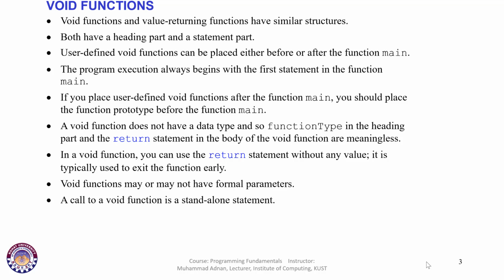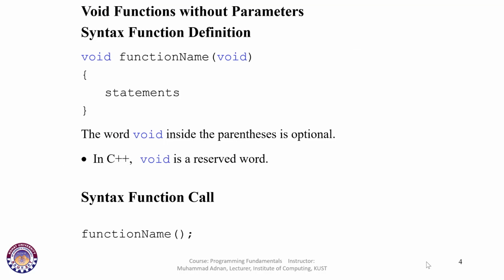In a void function, you can use the return statement without any value. It is typically used to exit the function early. Void function may or may not have formal parameters. A call to void function is a standalone statement. So with that, let us dig down into the uses of void function.